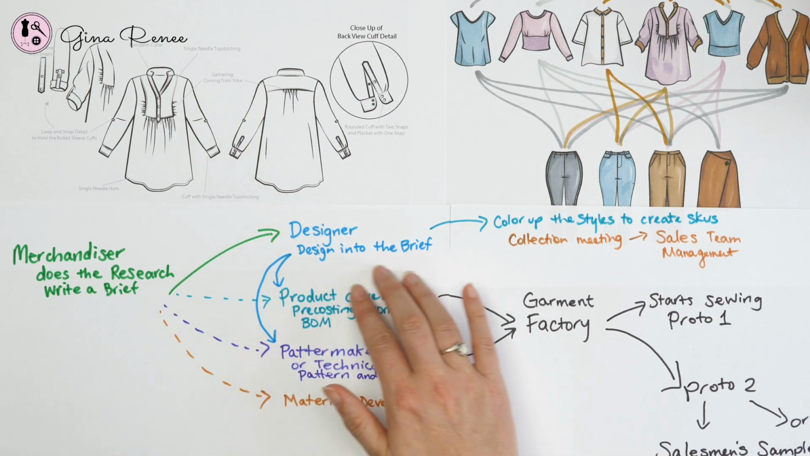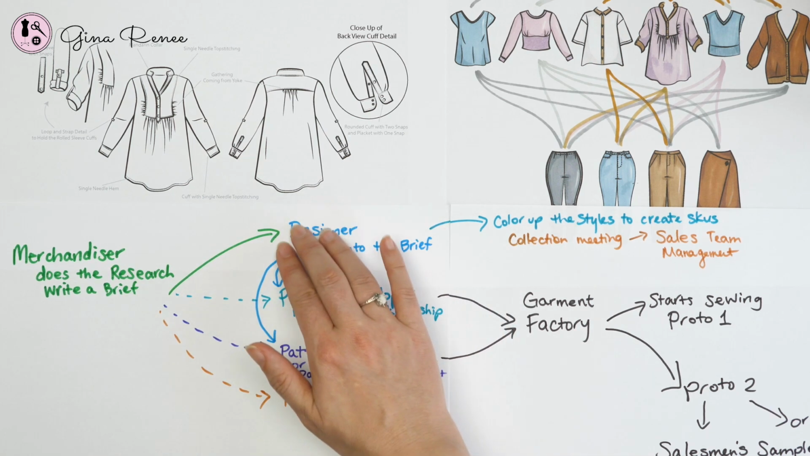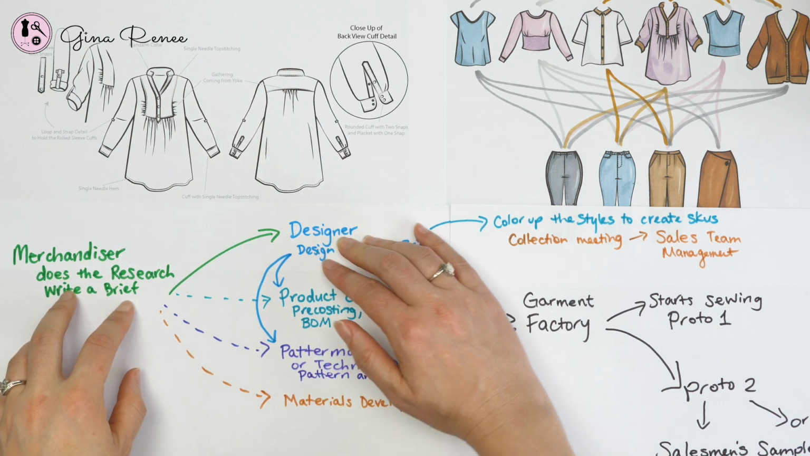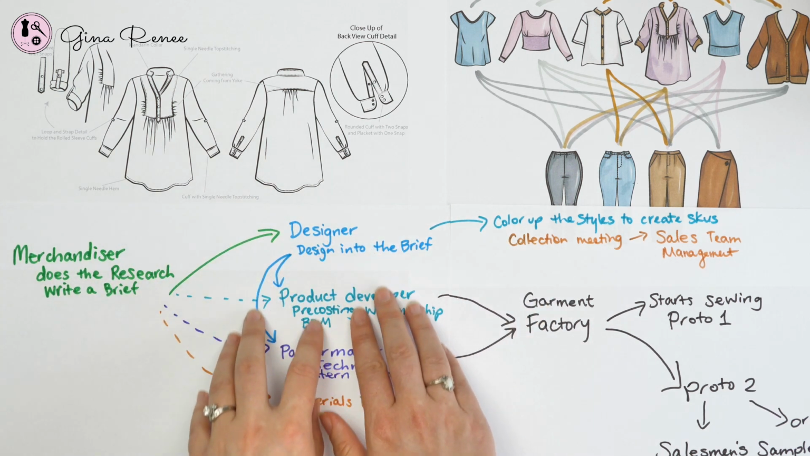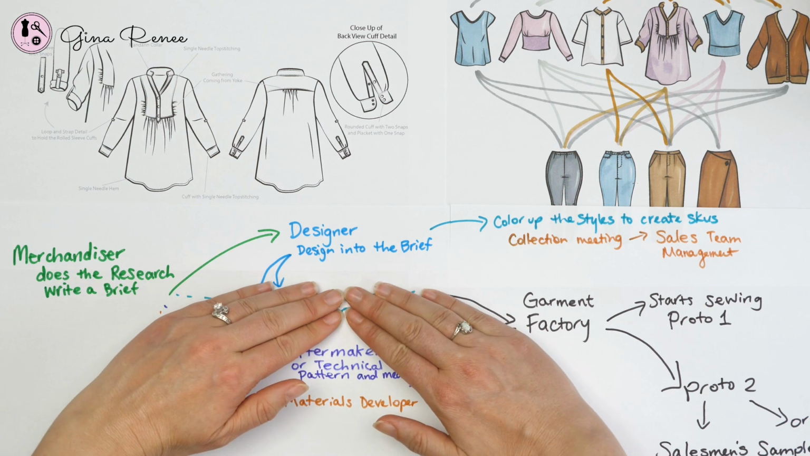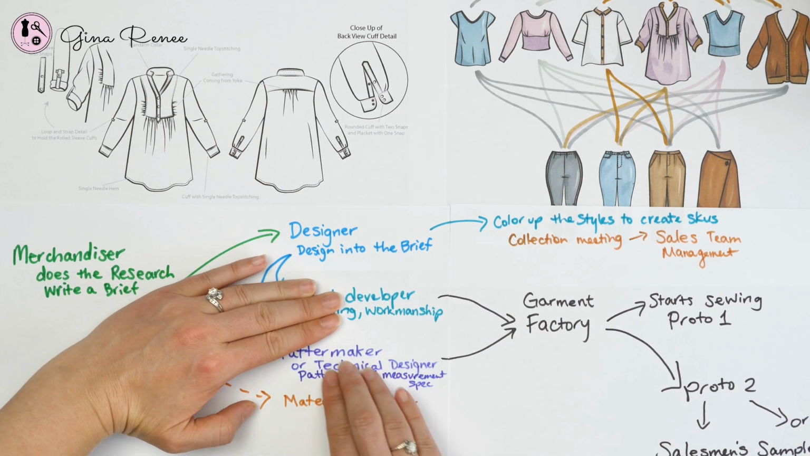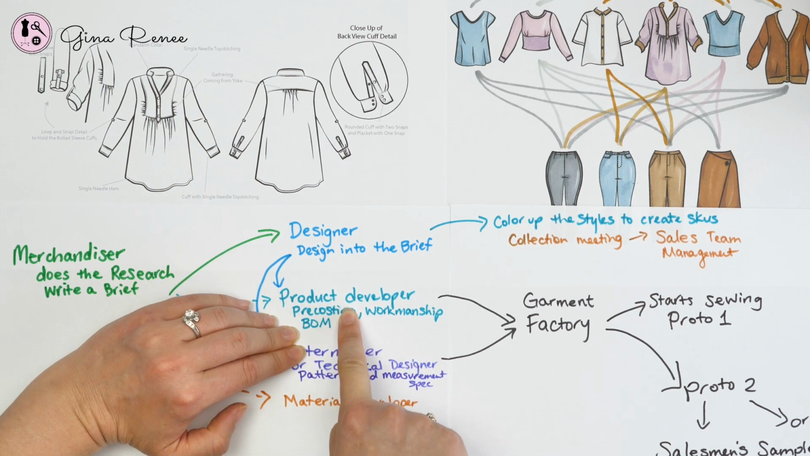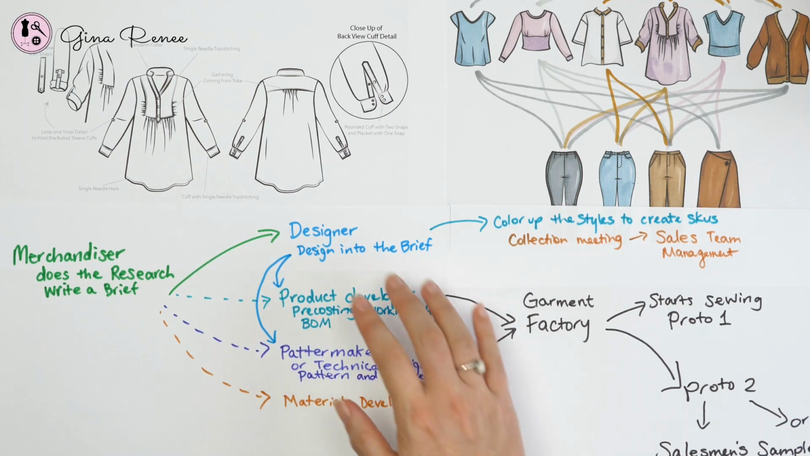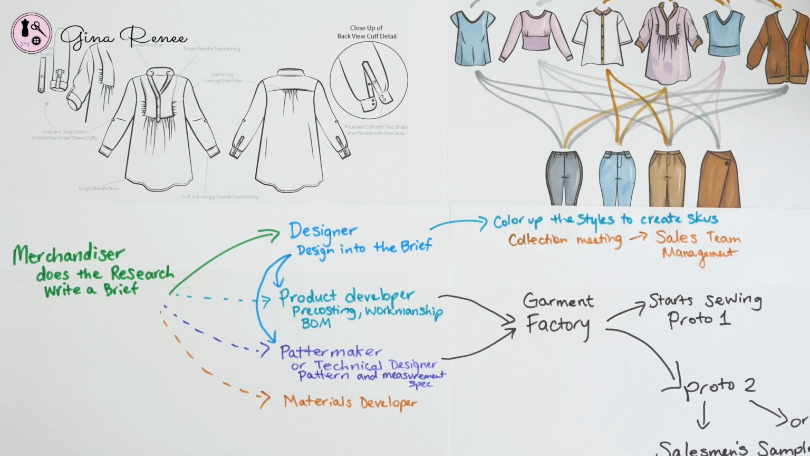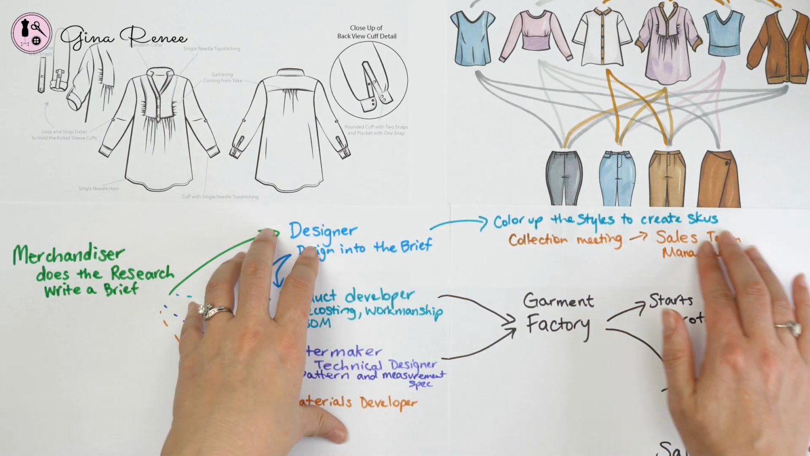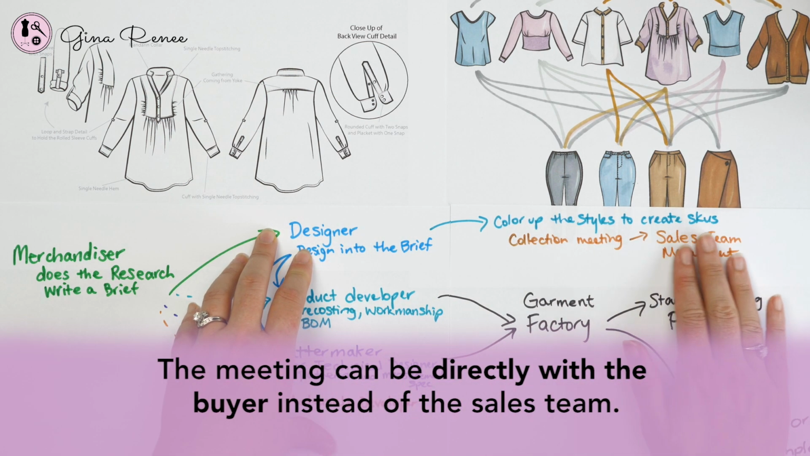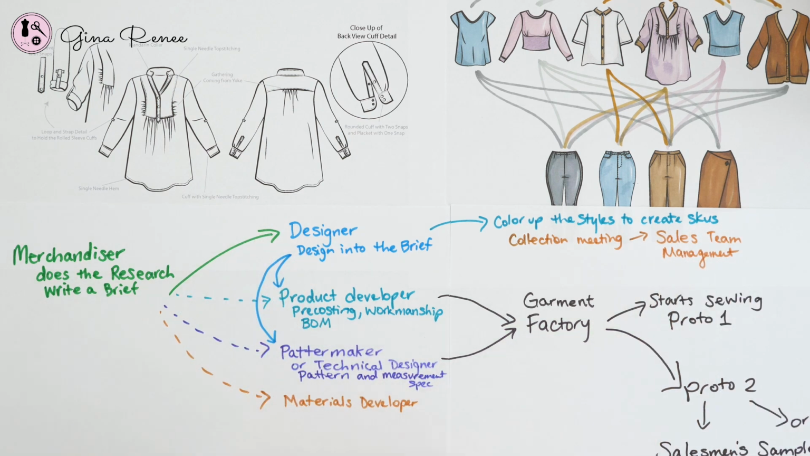So in high fashion, often that design process is being driven more by the designer and less by the merchandiser, even with a briefing. Then the designer might design that collection. They might not even have a developer, might just have pattern maker, technical designer. Technical designer might handle those development tasks, and it just really depends, but it's some variation of this similar process. Then sometimes that meeting can be directly with the buyer instead of the sales team. Just depends on the setup.